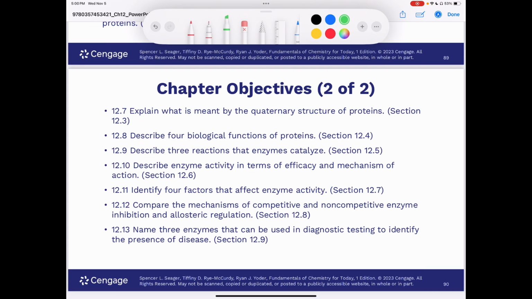So when we have two or more subunits that come together to make a functional protein. Describe four biological functions of proteins, three reactions that enzymes catalyze, describe enzyme activity, the terms of efficacy and mechanism of action, identify four factors that affect enzyme activity like pH, temperature, etc. Compare the mechanisms of competitive and non-competitive enzyme inhibition and allosteric regulation, and name three enzymes that could be used in diagnostic testing to identify the presence of a disease.